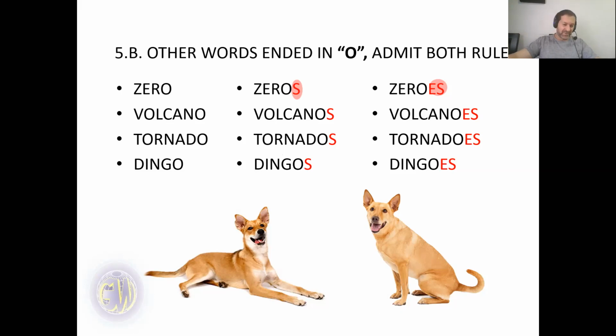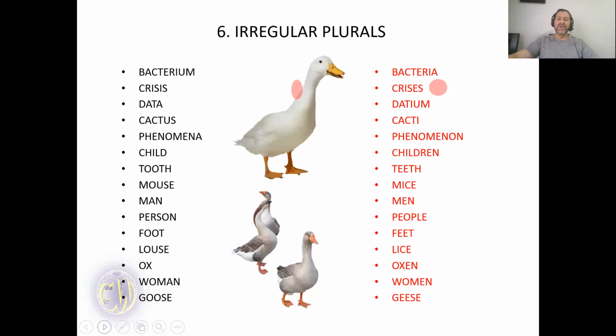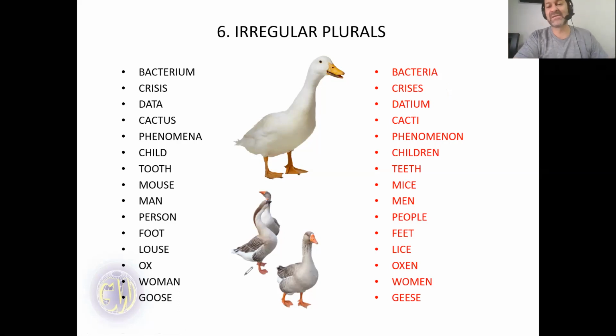Okay, I did something different. Let me show you here. Irregular plurals. In this case, you have to learn them by heart, my friends, by heart, because they don't obey any specific rule. Some of them can come from other languages. Some of them are from Old English. So it's like a mix of words, okay? So you have bacterium, bacteria, which in Spanish is bacteria. Crisis, crises. Datum, data.